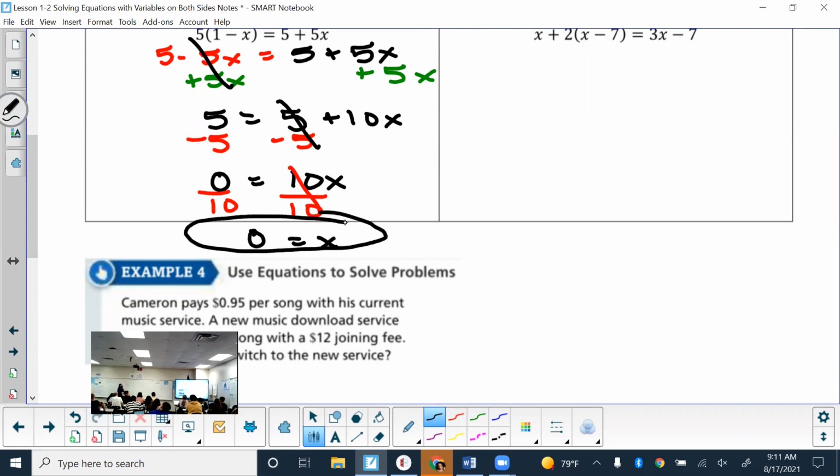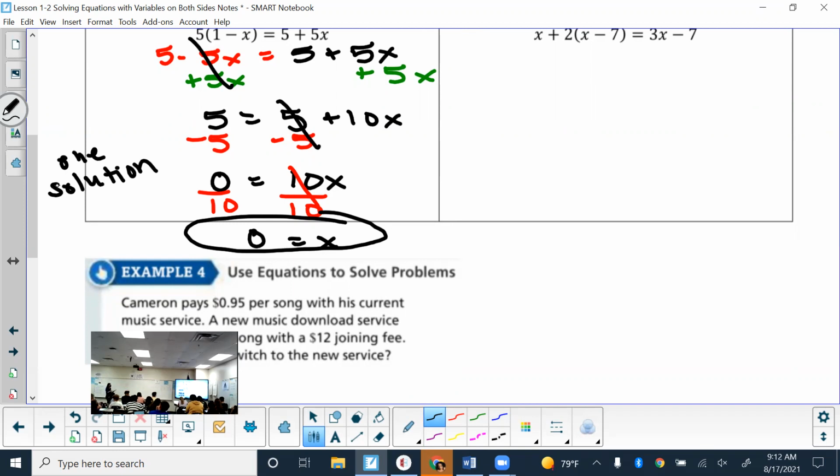So how many solutions do I have in this one? One solution. All right, if you thought no solution, check again. The variable did not cancel out. So we just keep solving like we normally do. 0 divided by 10 is 0. Questions?